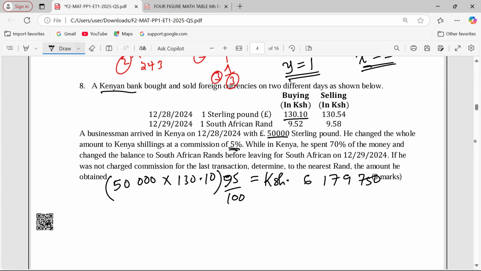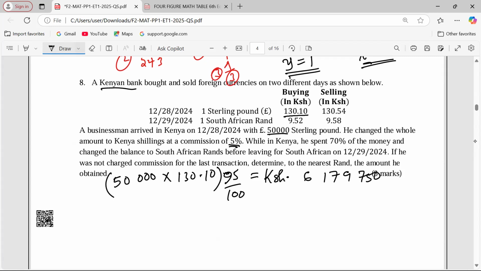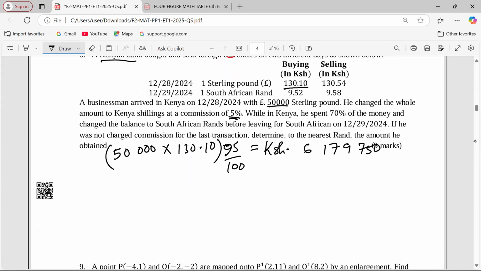Now, while in Kenya, he spent 70% of the money and changed the balance to South African rand. Therefore, we're supposed to get the balance. Now, to reduce a lot of workings, instead of getting the 70% used, then we start subtracting.